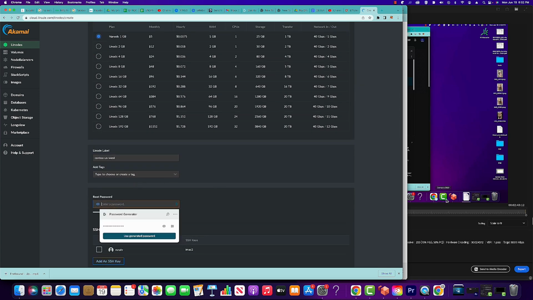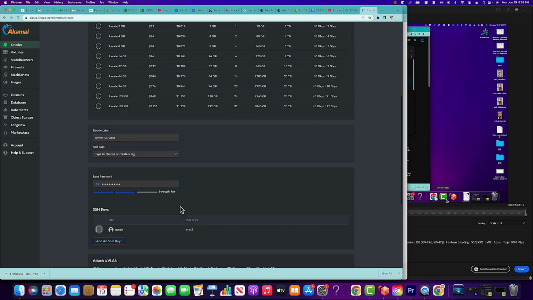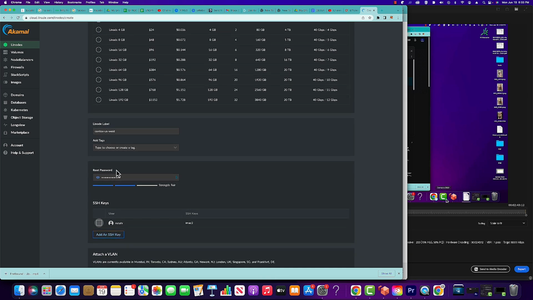Okay, and we are just going to enter a password temporarily. This password will be important to get into these machines, and these are root passwords. So just remember, don't share your root password with anybody, so it has to be confidential. Okay, add an SSH key. I'll talk about this later.